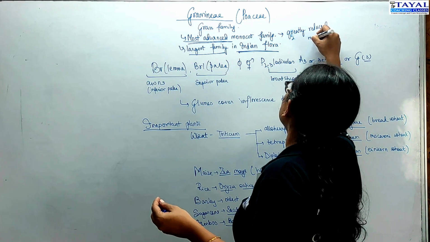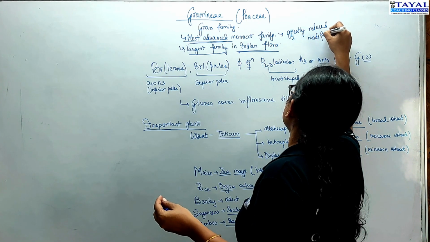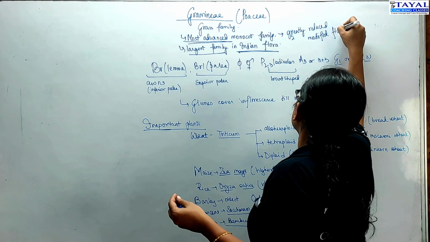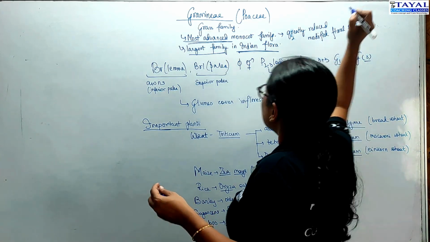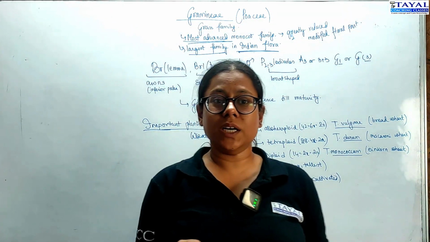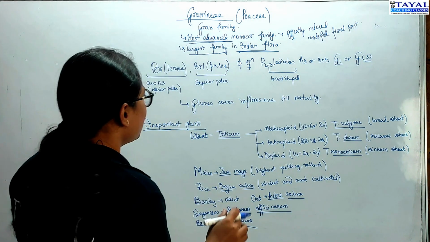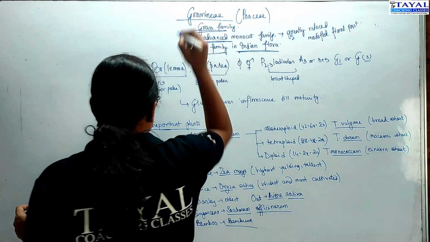and modified their floral parts. Okay, this makes reproduction efficient. This makes predation lower. So they are extremely advanced. So they are your grasses, the grass family.